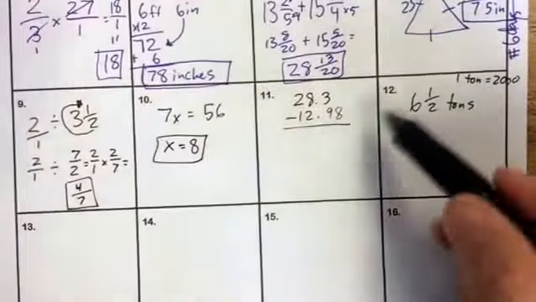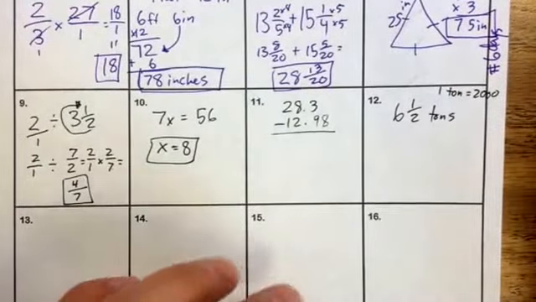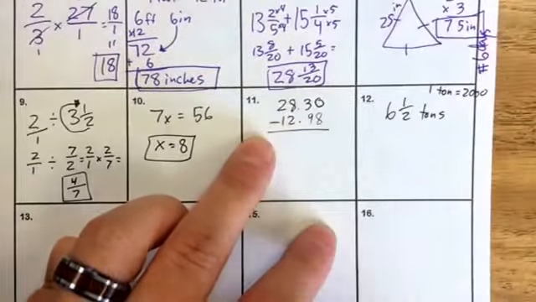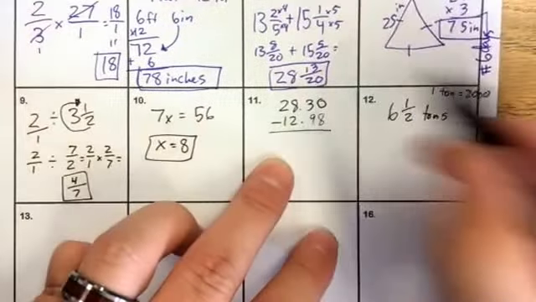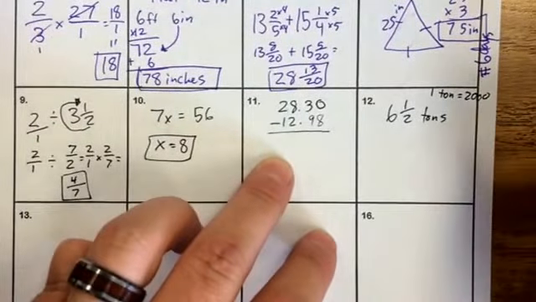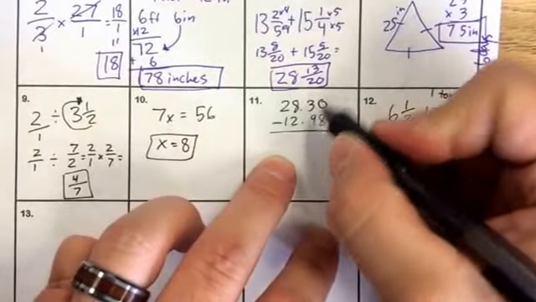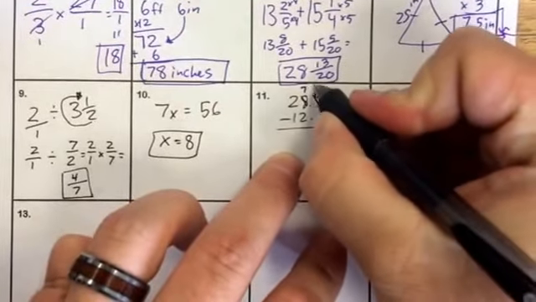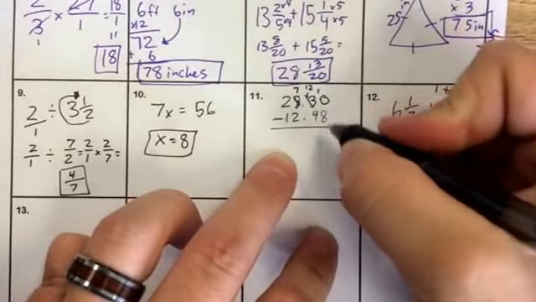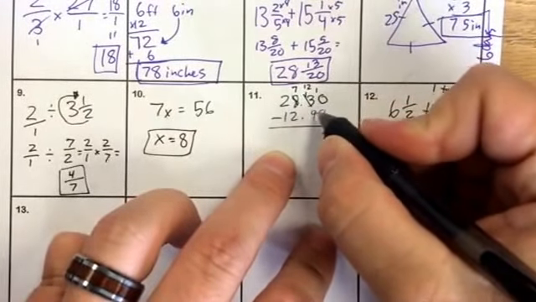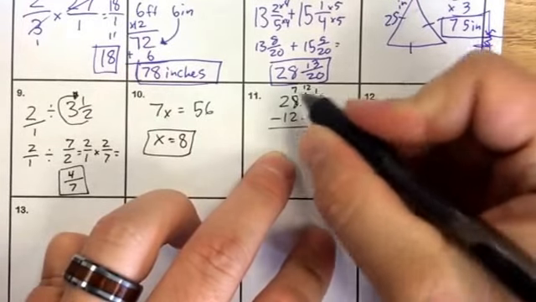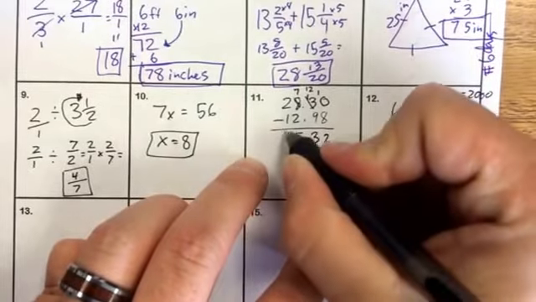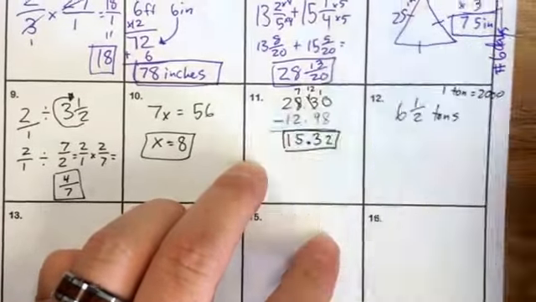Alright, and then for number 11, I have 28.3 minus 12.98, or 28 3/10 minus 12 98 hundredths. I go ahead and add my place filler in there, and now I'm just going to subtract like normal. Can't take 8 from 0, can't take 9 from 3, so I can borrow from this 8, change it into 7, 13, change it into a 12, 10. 10 minus 8 is 2, 12, 11, 10, 9, that's 3, 7 minus 2 is 5, 2 minus 1 is 1, and then I bring my decimal straight down, so I get 15 and 32 hundredths.